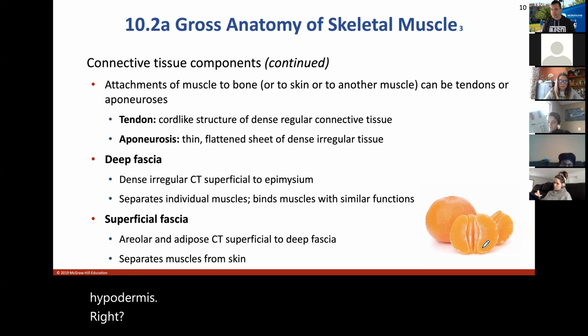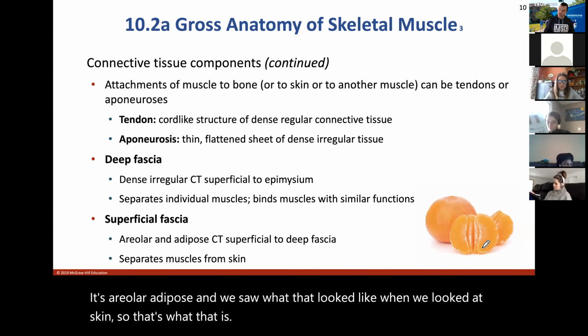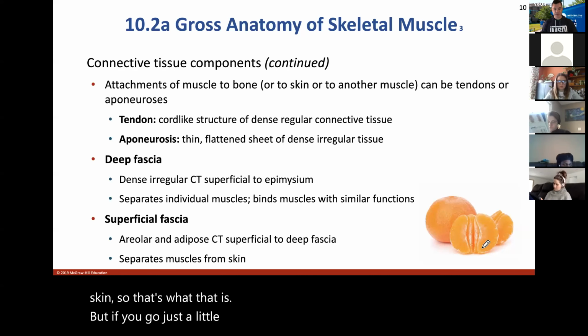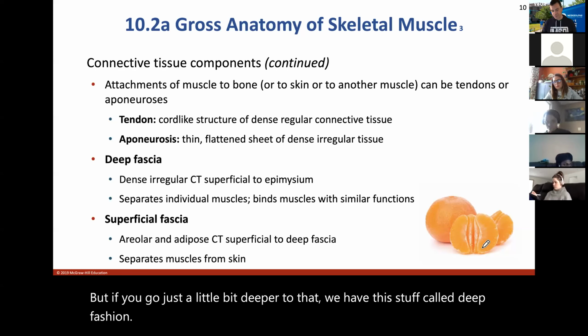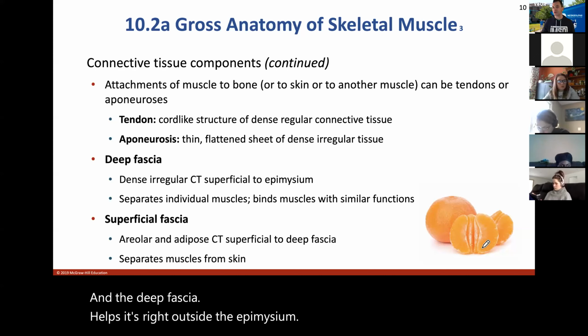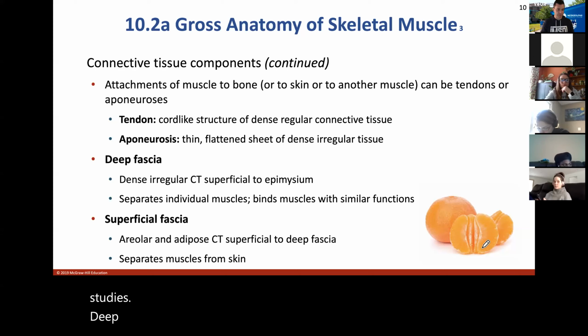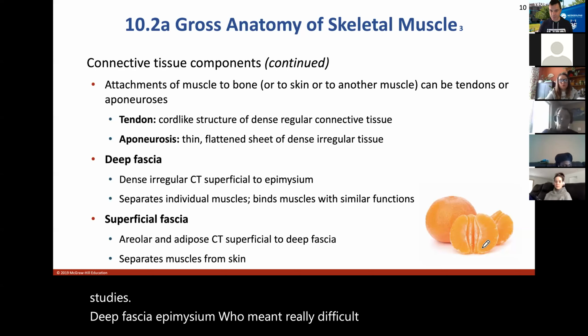It's areolar, it's adipose, and we saw what that looked like when we looked at skin. So that's what that is. But if you go just a little bit deeper, we have the stuff called deep fascia. The deep fascia is right outside the epimysium. And in a lot of cases, when you're doing human dissections, cadaver studies, deep fascia and epimysium are really difficult to delineate between the two.